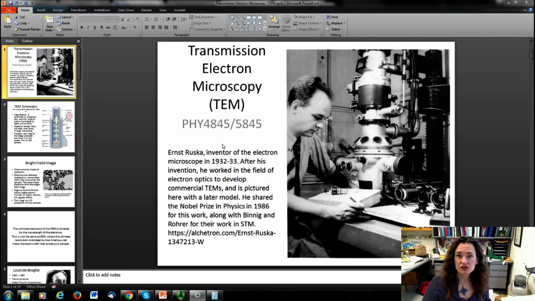He shared his Nobel Prize with Binnig and Rohrer, who developed the scanning tunneling microscope, or STM, in 1986. Binnig and Rohrer got half the award, and then he got half the award. So Binnig and Rohrer each got a quarter, I guess.